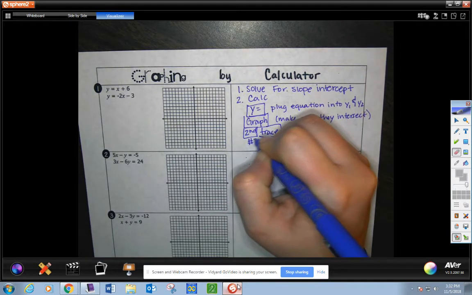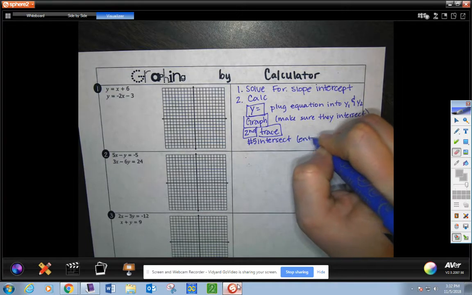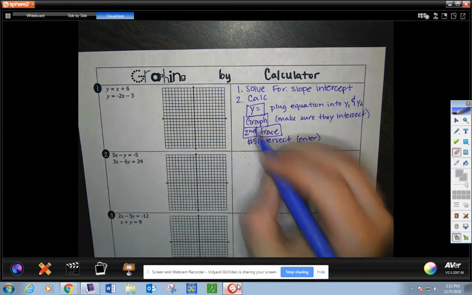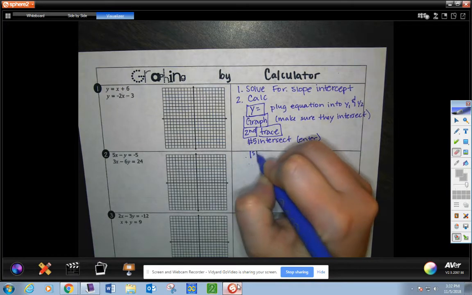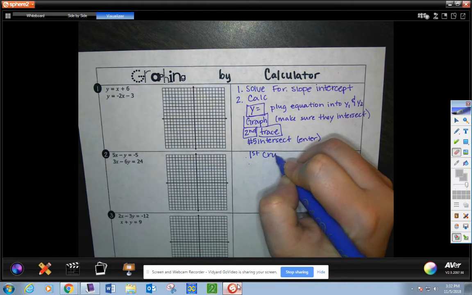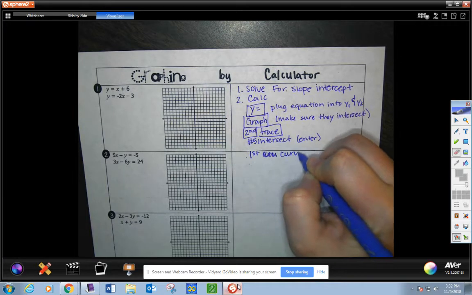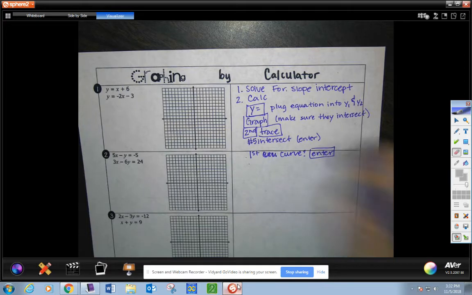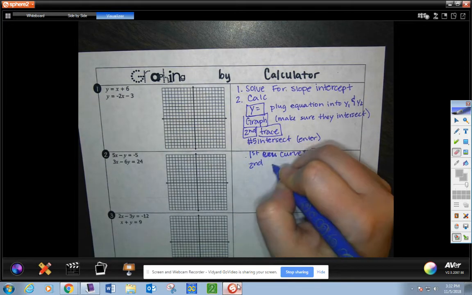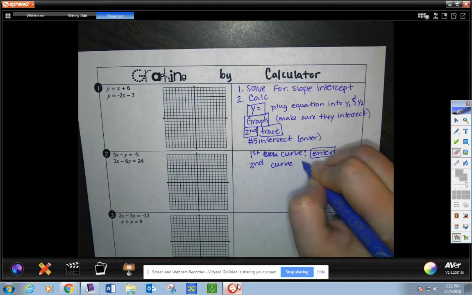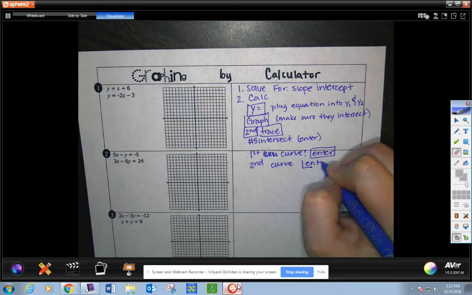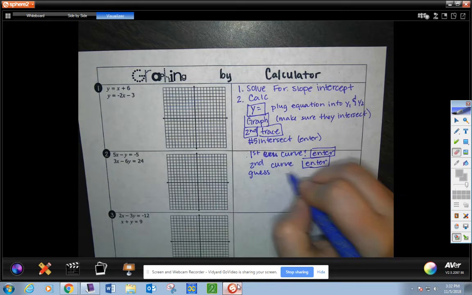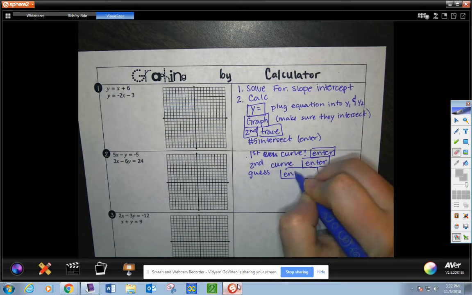I forgot the 5. Okay. It's going to then graph. After it graphs, the calculator is going to prompt you and it's going to say first curve. Okay, when it says first curve, just hit enter. And then it's going to say second curve. When it says second curve, just hit enter again. And then it's going to say guess. And you just need to hit enter one more time.